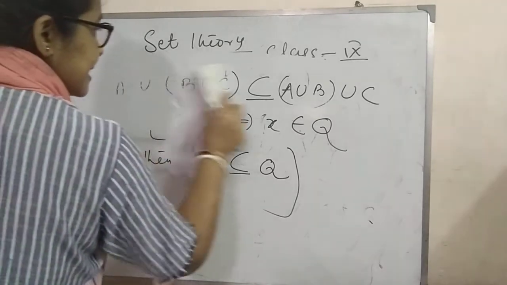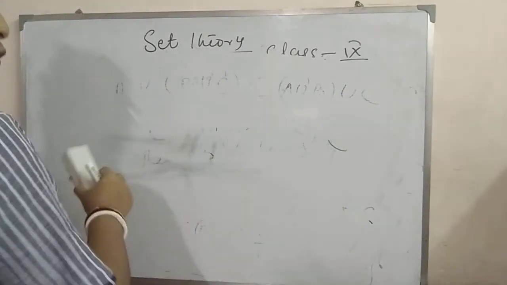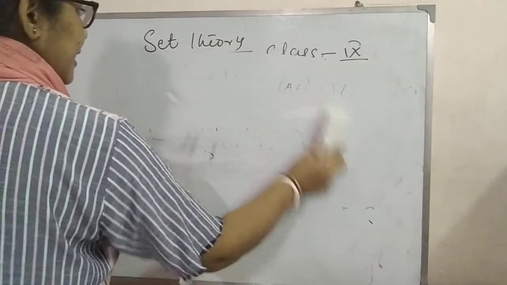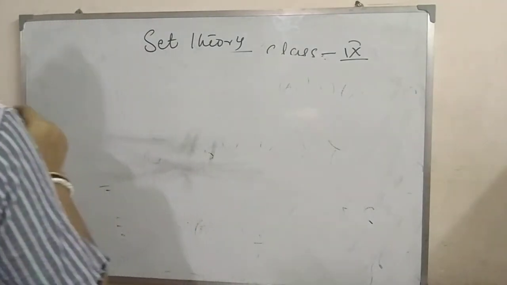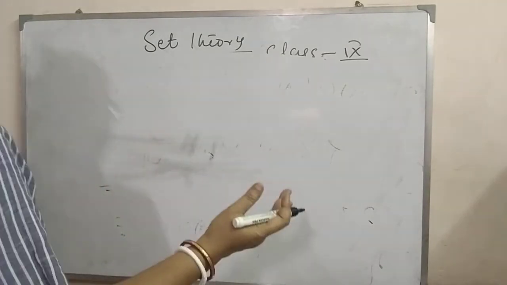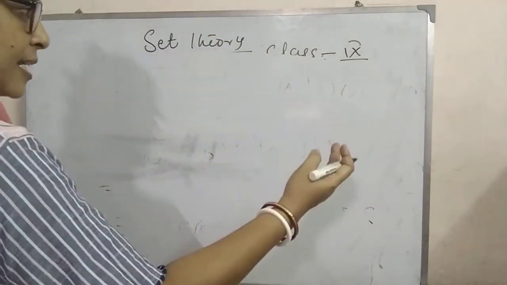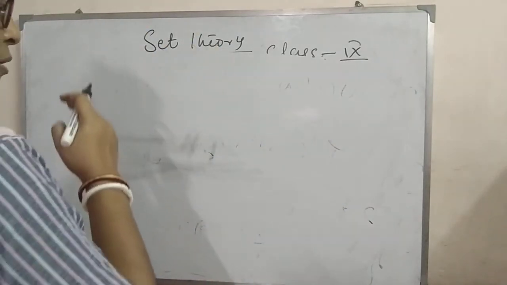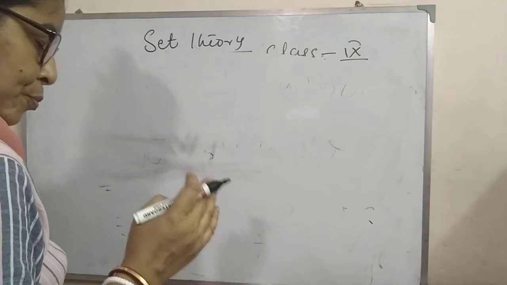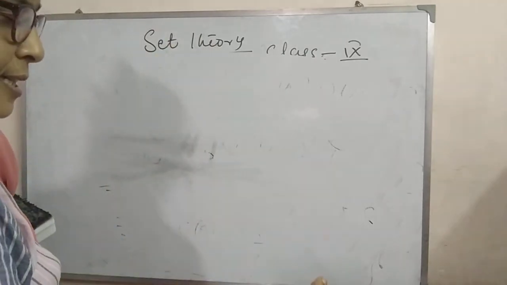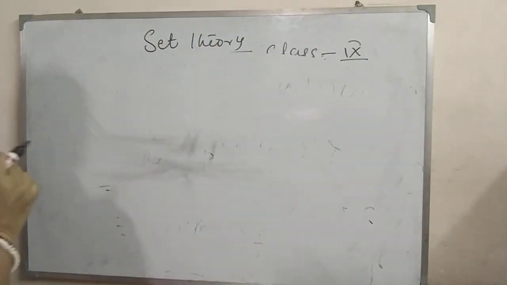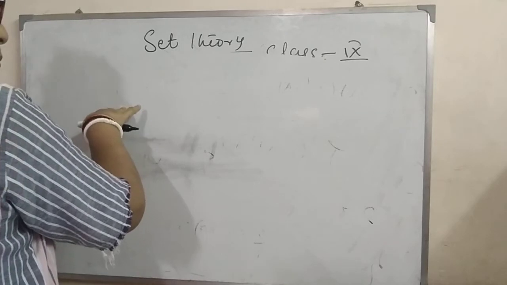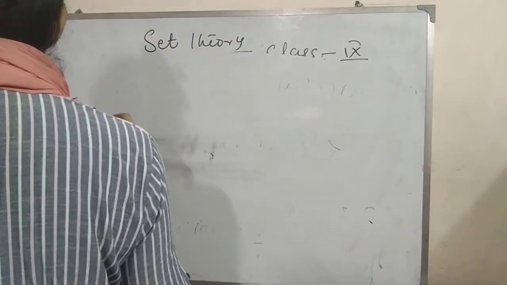Okay. Next, this is the proof from left hand side to right hand side, and here the reverse also has to be proved. That means from right hand side I have to prove to left hand side. First I have to prove left hand side to right hand side. After that I will prove right hand side to left hand side. Then I can write left hand side equal to right hand side.